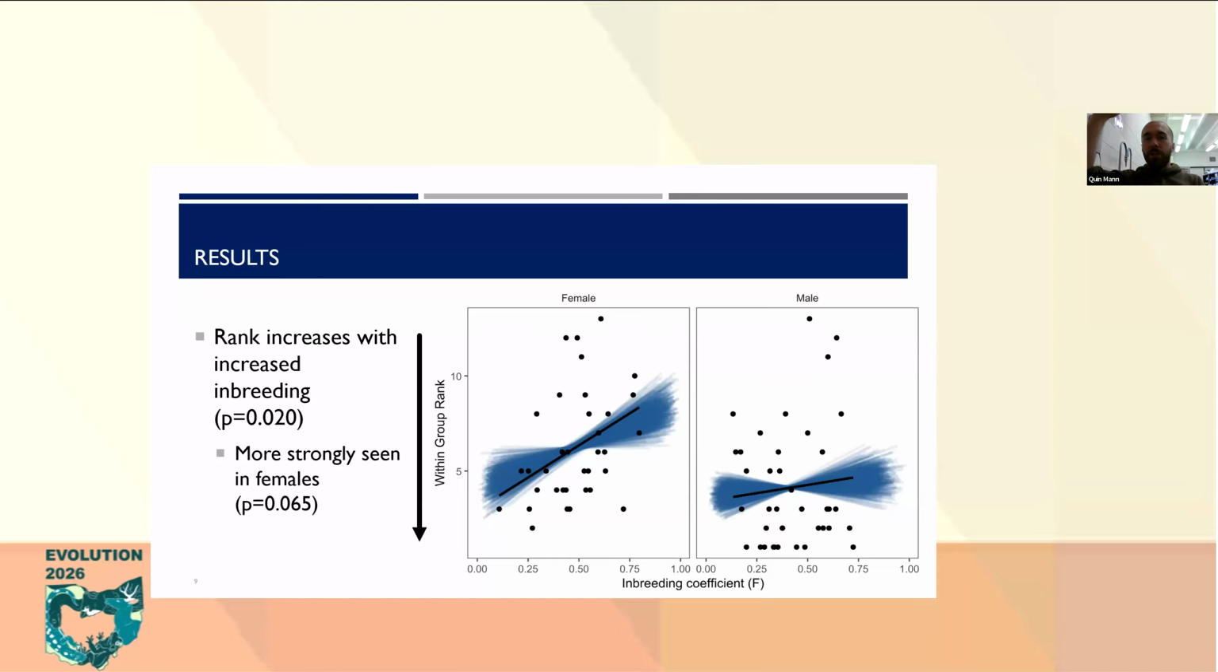So we see that more dominant birds have a lower number for their within group rank. And we see again that the trend holds for females. Their dominant status is lower as their inbreeding coefficient increases in females. And in males, while we see that the trend goes the same way this time, again, there's so much uncertainty in the values and in our estimates that we can't say for sure with confidence that we see the impacts of inbreeding depression in males.